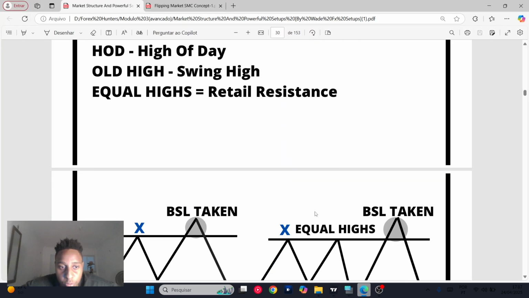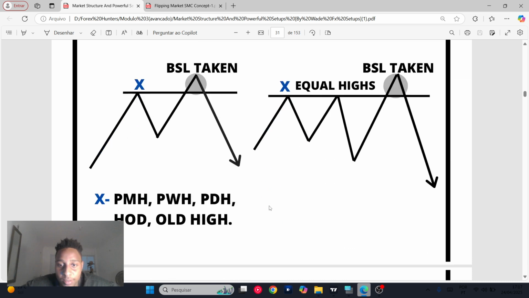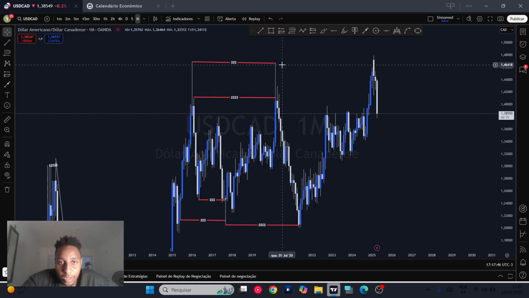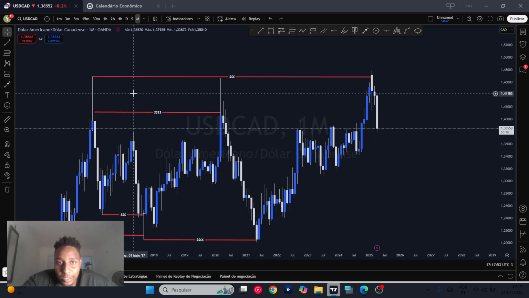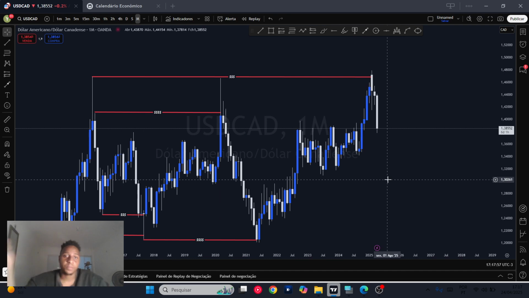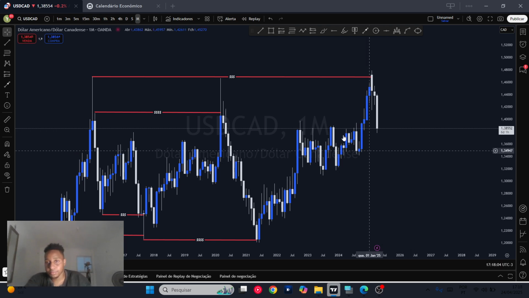These are another form of liquidity. Let me show you. Equal highs, right? What happened? Buy side liquidity taken. Equal highs right here. What happened? Buy side liquidity taken, and then price dropped. This is the monthly time frame, bro. If you place a trade using this concept, you will simply know what the trade is going to do.